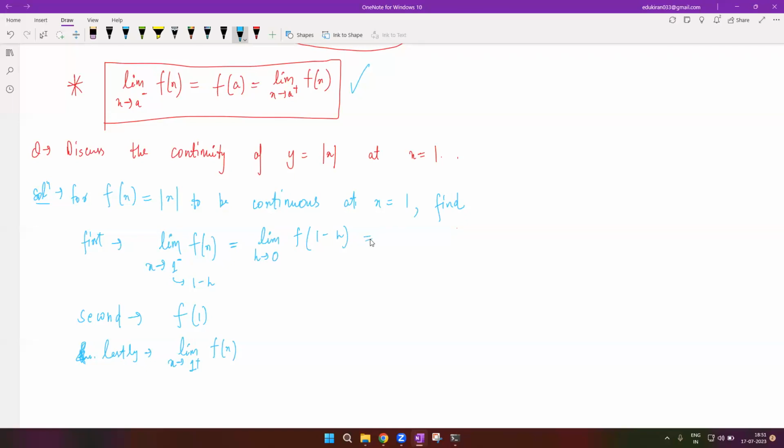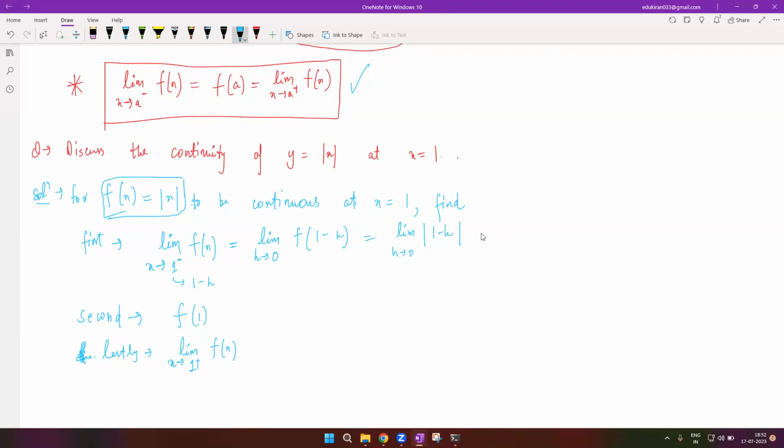Nothing fancy, just the basic steps. Instead of x, I am using 1 negative. Now I know 1 negative means 1 minus h. So I am writing limit h tends to 0, f of 1 minus h. Right. Now I know what is f(x). f(x) is mod x. So instead of mod x, I can write mod of 1 minus h, because f(x) is mod x. Right.